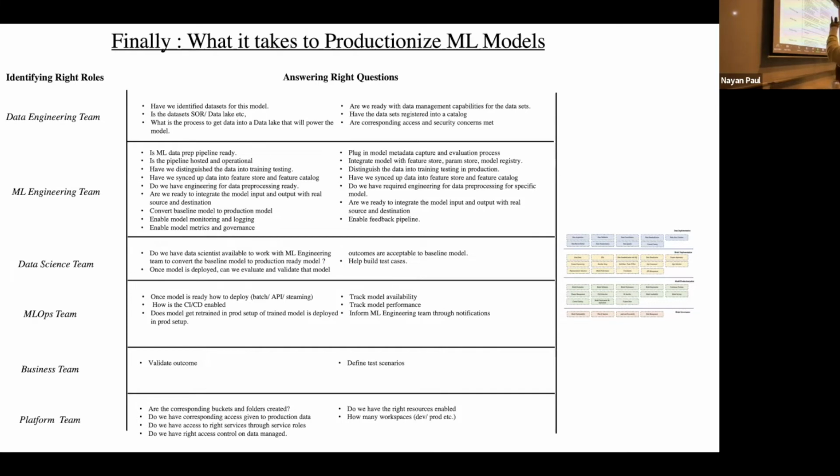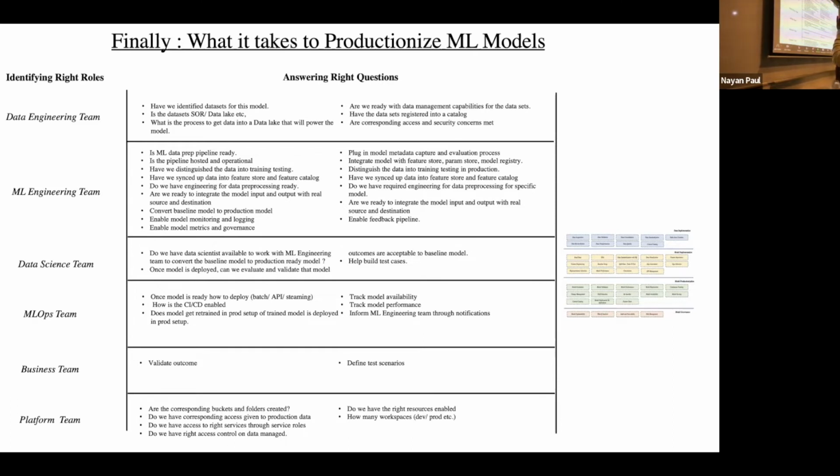Why talking about the key roles is important: your experimentation, your discovery, your model building can be done primarily by data scientists, but your industrialization needs multiple teams. Right? So it will need the data engineering team, and you need to ask the right questions to them. Have we identified the data sets? Are the data sets available? What is the process of getting the data into the data lake? Are the access control and security measures all taken care of, right?